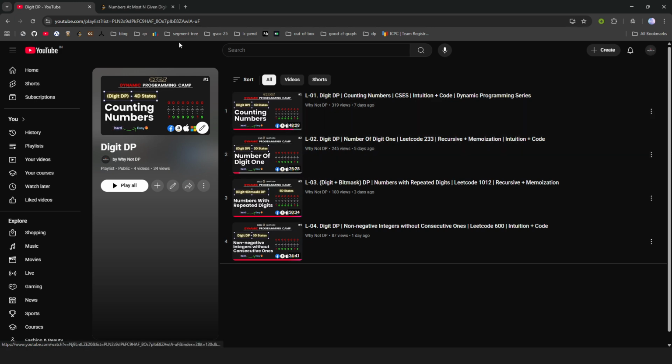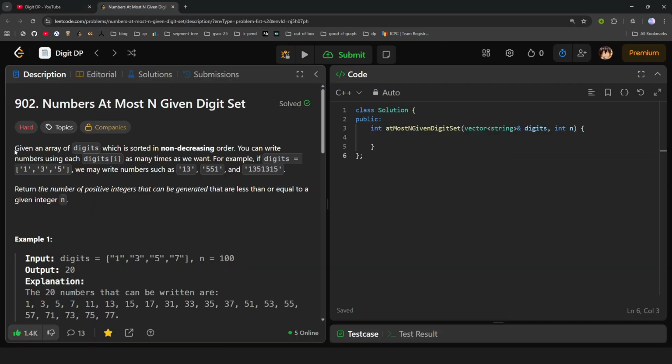So let us get back to the problem. The problem reads like this: you will be given an array of digits which is sorted in non-decreasing order, and you can write numbers using each digit as many times as we want. For example, if the digits array is 1, 3 and 5, then we may write numbers such as 13 or 551. That is, whatever integers are present in this digit array, we can only use those integers to construct our number, right? So we have to return the count of positive integers that can be generated using this digits array, which will be less than or equal to the given integer n.